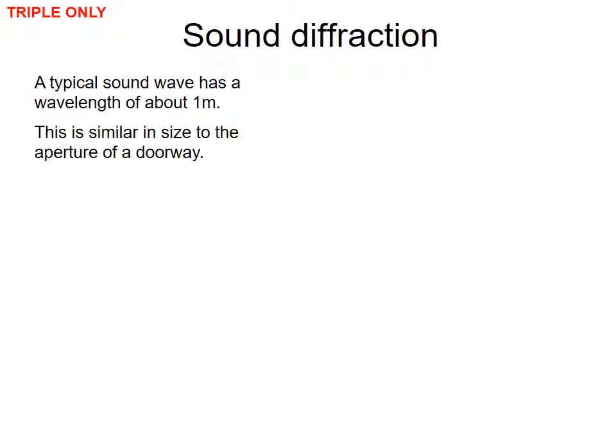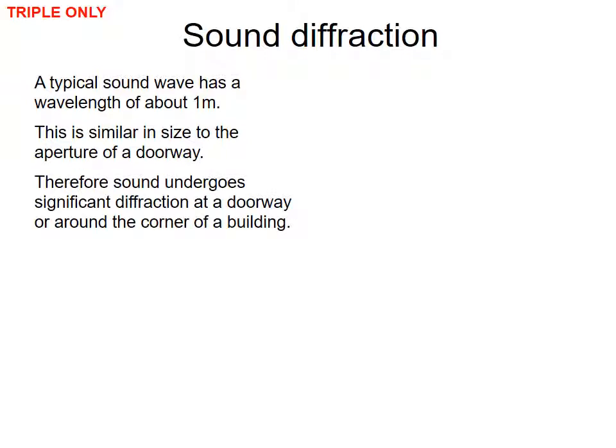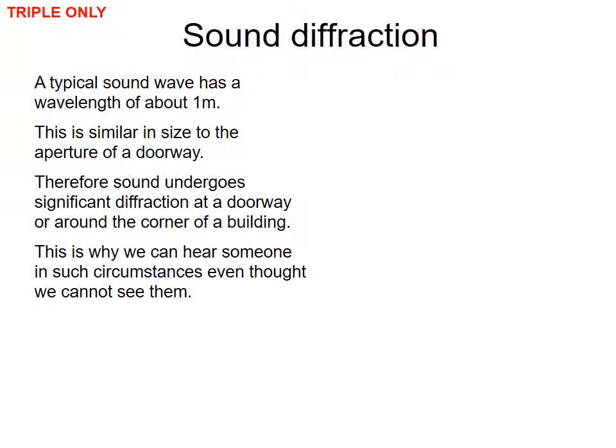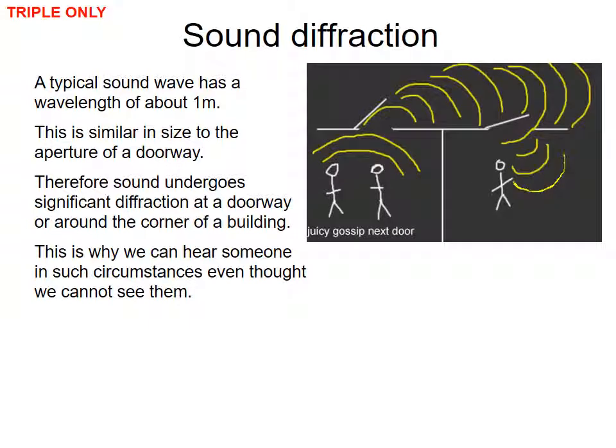So now looking at the triple only, sound diffraction. A typical sound wave has a wavelength of about a meter, about the same as the width of a doorway. Therefore sound undergoes significant diffraction at a doorway or around the corner of a building. This is why you can hear somebody in such circumstances even though we can't see them. It appears that the sound may have bent, but it's actually just diffraction.